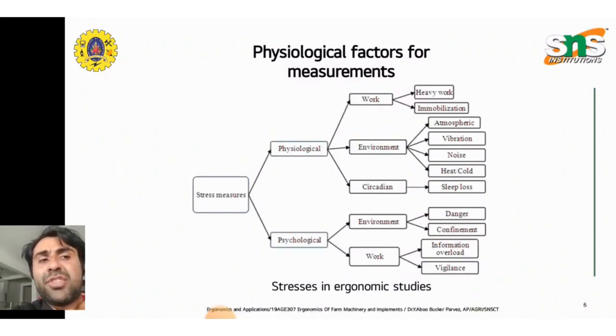Similar to what we saw in strain, for stress also we have psychological and physiological. It's work environment, circadian, and finally the work. Work is like heavy work or the immobilization due to work. Environment is atmospheric, vibration, noise, heat or cold, etc. And circadian is the sleep loss which is caused due to the work which the operator does. Finally, in environment you have danger and confinement, and in work you have information overload and vigilance studies.